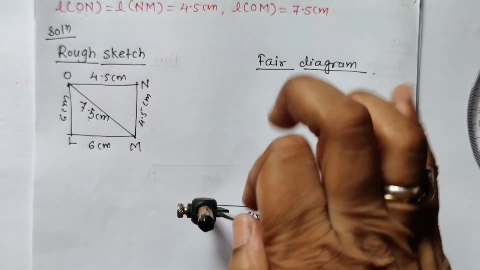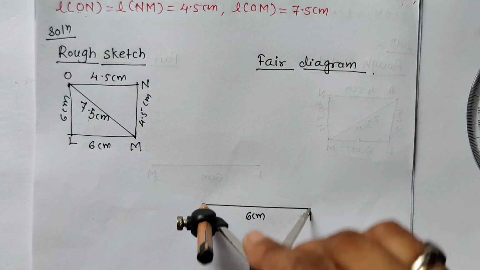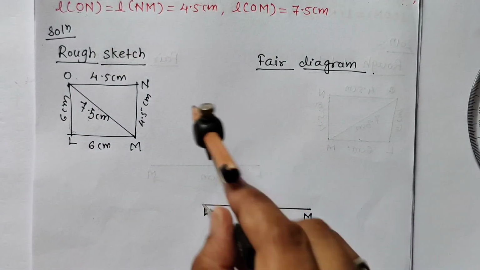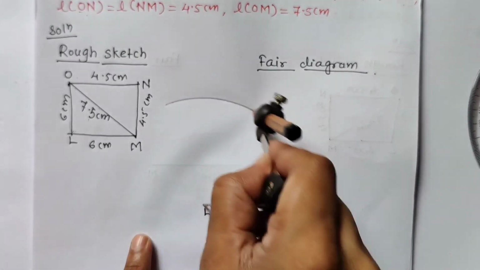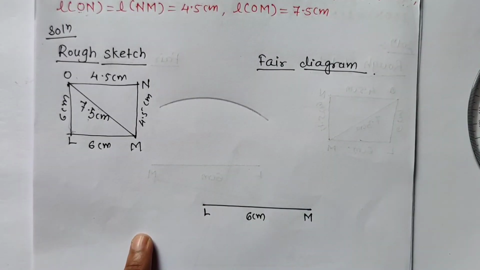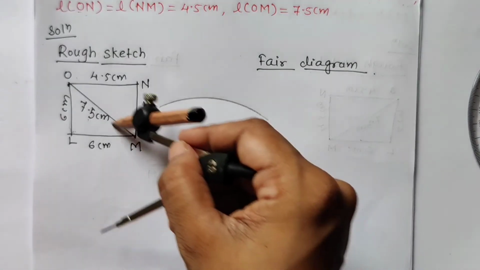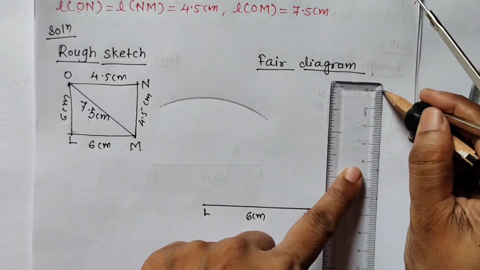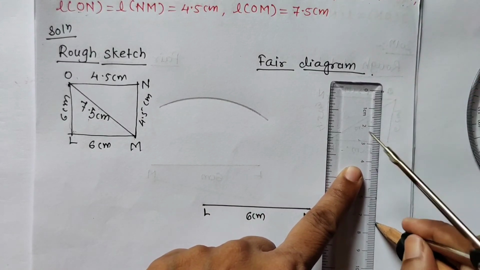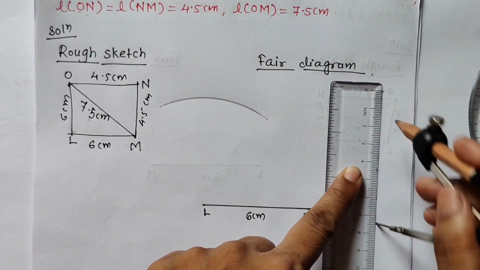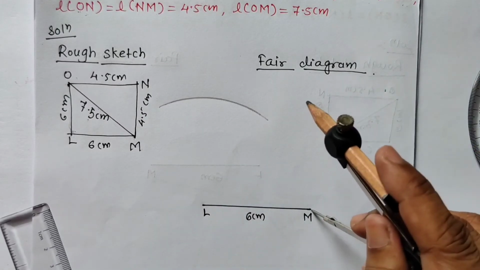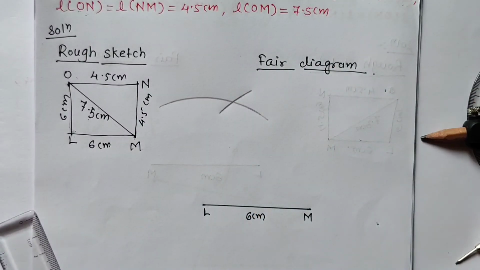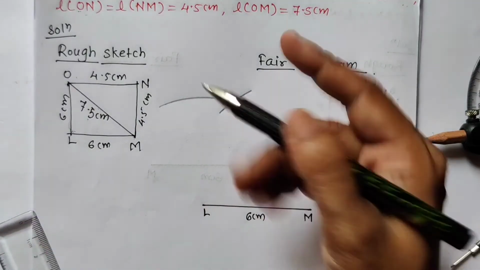Okay, this is 6 centimeter I am taking from this LM. So O is 6 centimeter from L. So from L I am going to draw an arc. Okay. Now it is 7.5 from M. So I will be taking distance of 7.5, 0 to 7.5. And from M I am going to draw another arc. Okay. And in this way we have got point O here.